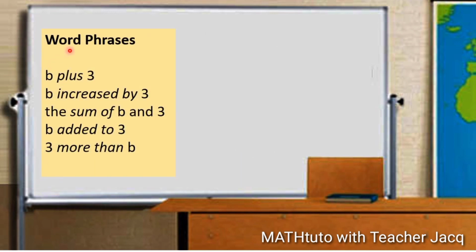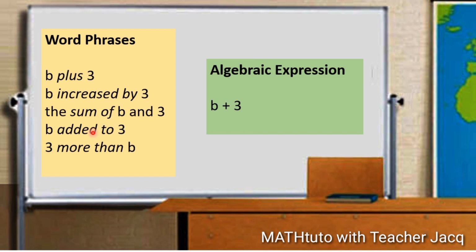Let's have some examples of translating word phrases into algebraic expressions. Okay, so let's have some word phrases. B plus 3, B increased by 3, the sum of B and 3, B added to 3, and 3 more than B. So kung papansinin mo yung mga naka-italic words, they are associated with the plus or addition symbol. So our algebraic expression for these word phrases is B + 3.